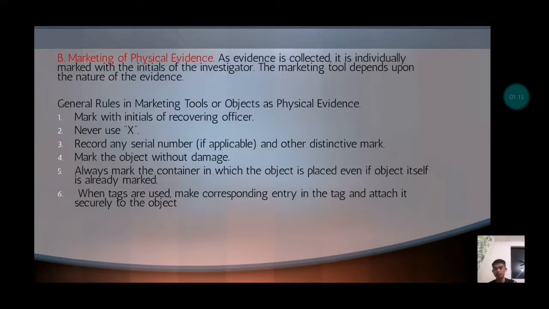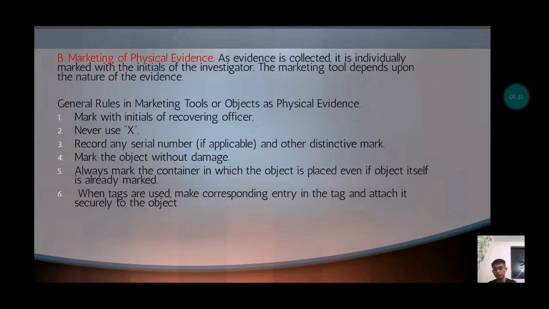Next is letter B, marking of physical evidence. As evidence is collected, it is individually marked with the initial of the investigator. The marking tool depends upon the nature of the evidence. If it is a hard object such as material or metals, the initials are scratched or engraved by the use of a sharp pointed steel called a stylus.